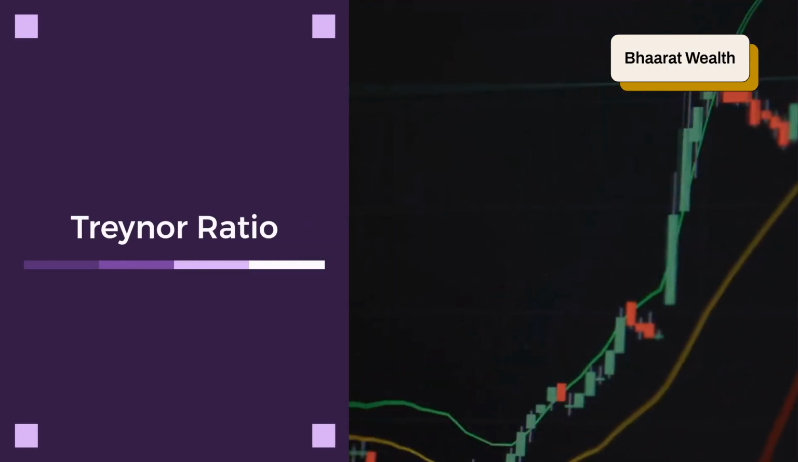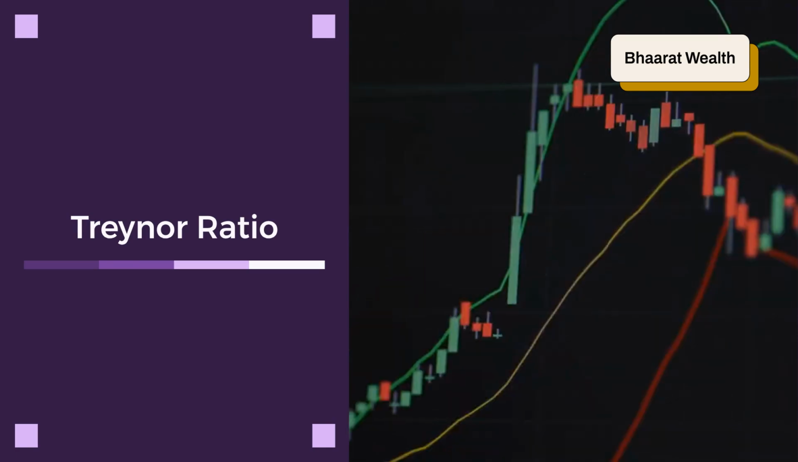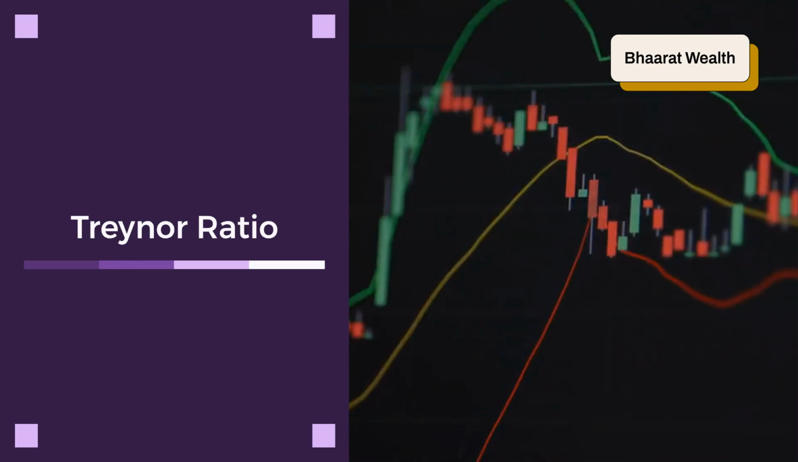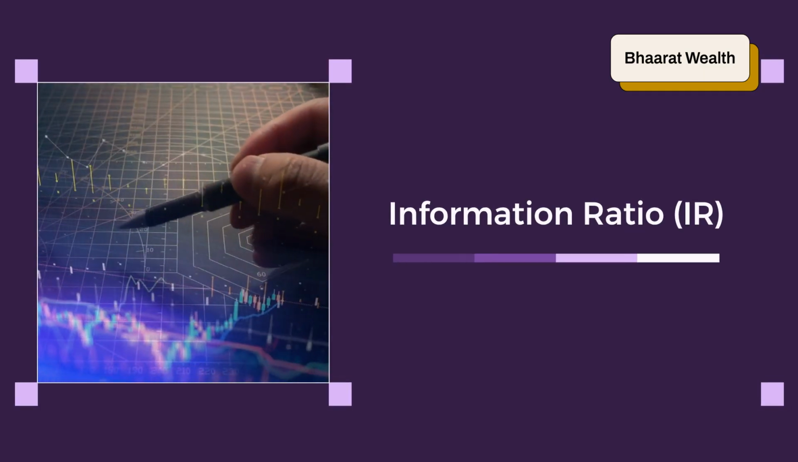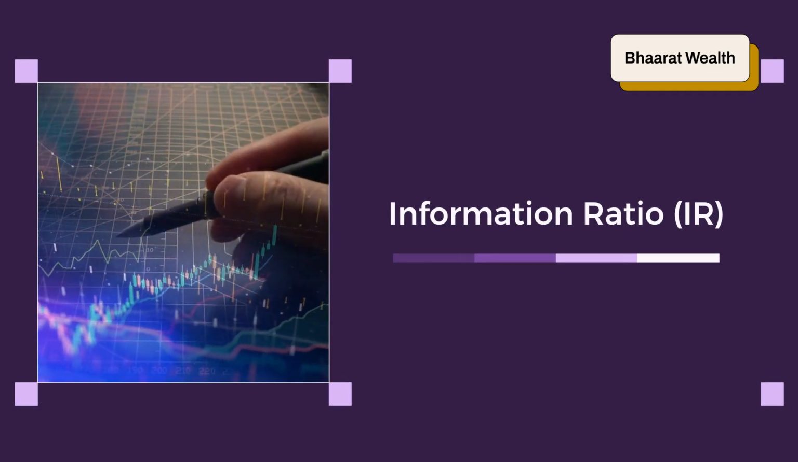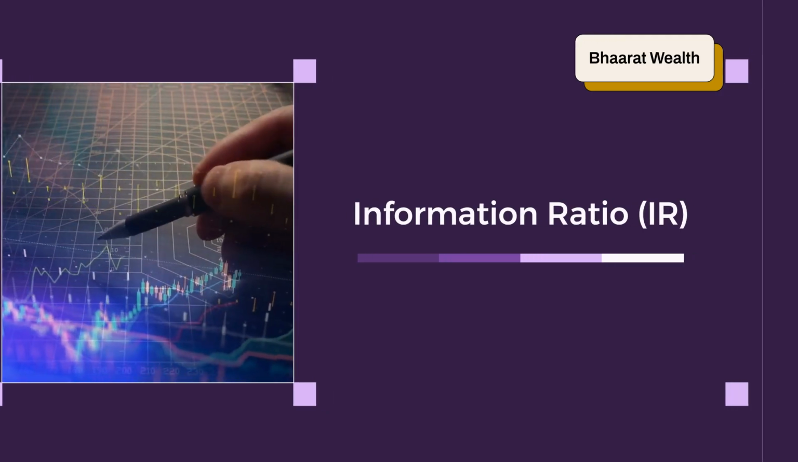The Treynor ratio focuses on systematic risk, measuring excess return per unit of beta. It's most relevant for well-diversified equity schemes. The Information ratio measures the fund's excess return over its benchmark relative to its tracking risk. It reflects the fund manager's skill and consistency.